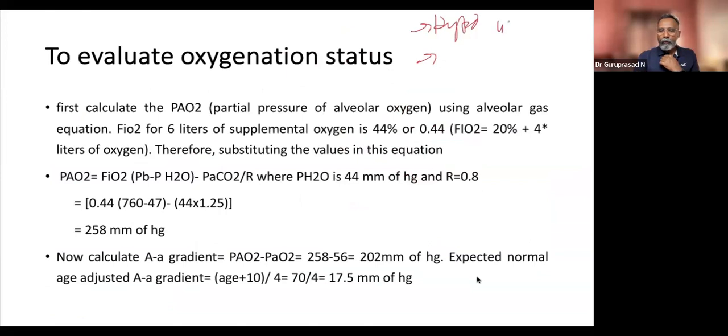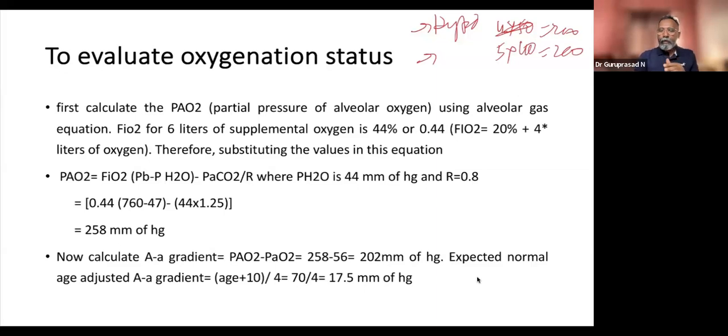So 4 into FiO2. What is FiO2? Expected FiO2, isn't it? So you can expect 4 into 50. So it should have been 200. Five times, sorry, 5 times the FiO2 is the calculation. Here you can take approximately 40. So that is 200. Okay, but the PaO2 we got is 60. So it is definitely hypoxemia.